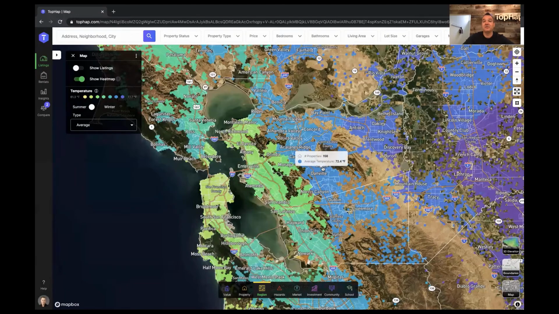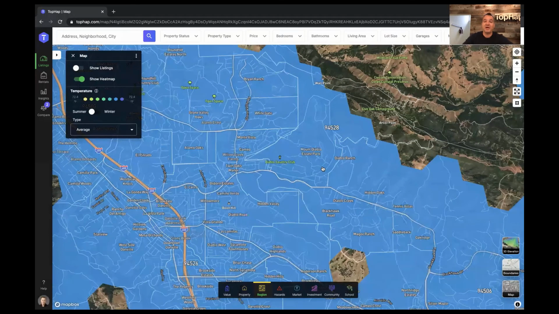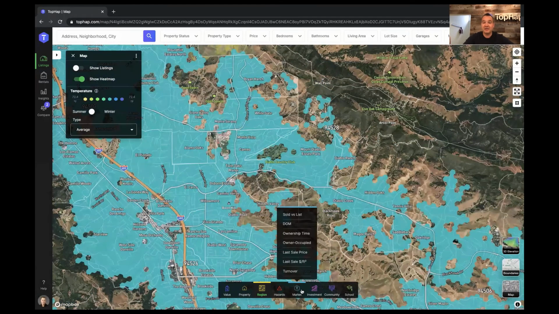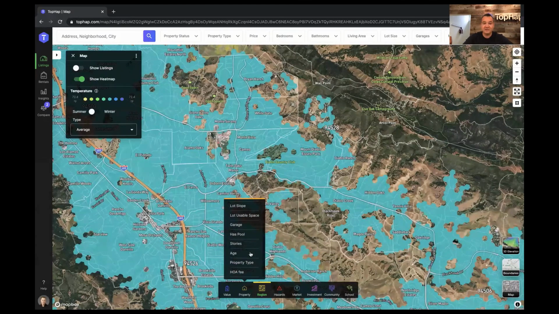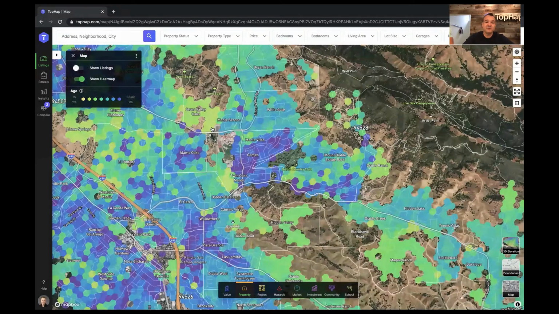As we get into regions, another one of my favorite things to do is the easiest way to spot, for example, an area such as a subdivision is to look at the age of homes, and that's in our property category. So for example, let's say we zoom in here.